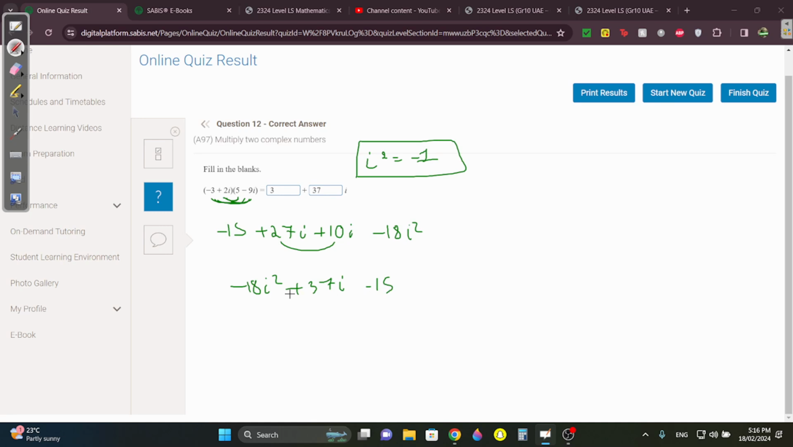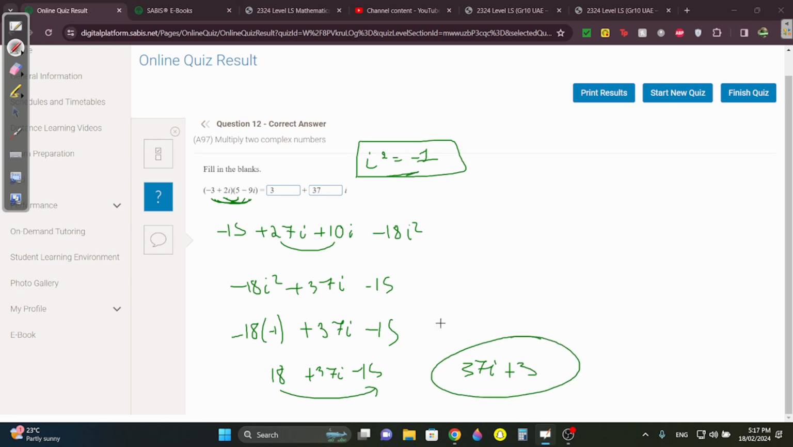Okay, let's simplify this a bit. i squared is negative 1, so minus 18 times negative 1, plus 37i minus 15. Minus 18 times minus 1 is actually just 18. Plus 37i minus 15. 18 minus 15 is plus 3. So 37i plus 3. That's it.